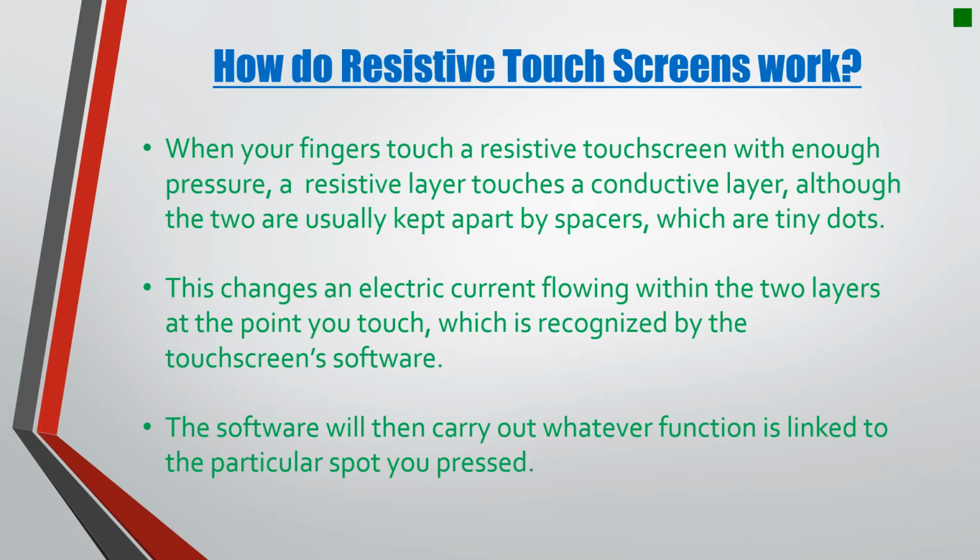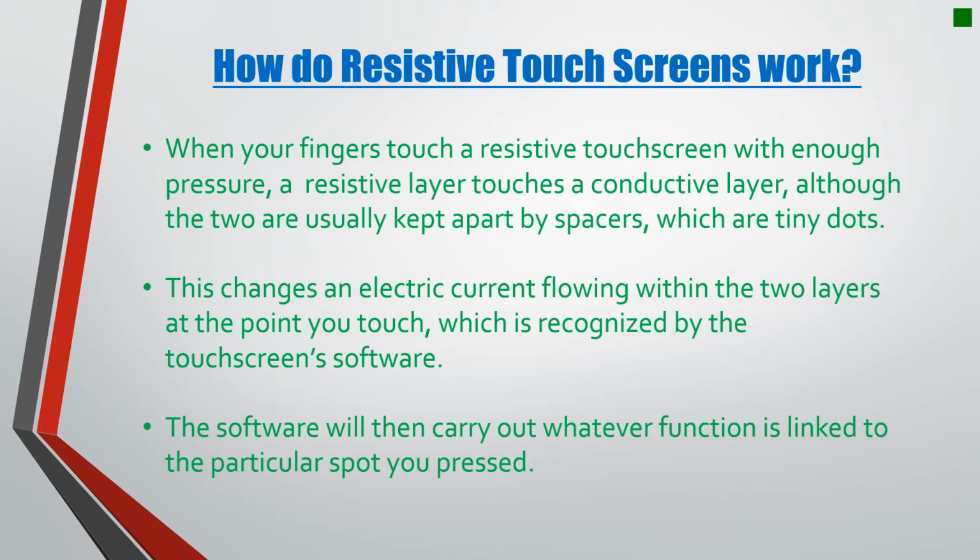When these two layers meet, an electric current flowing between the two layers is changed at the exact point that you touched. This change in the electric current is recognized by the touchscreen software. When this happens, the software will then proceed to carry out whichever function is connected to that exact spot that you happen to have pressed.